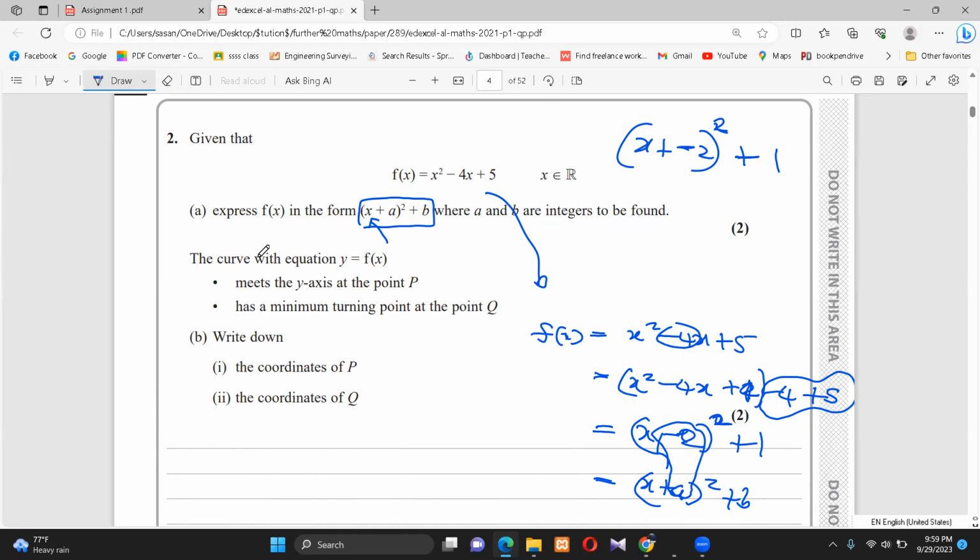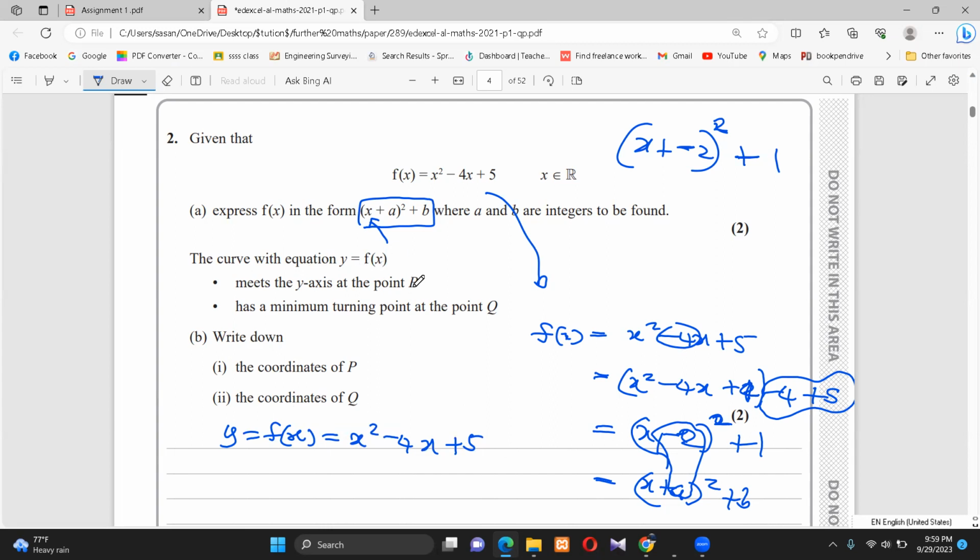Okay. The curve with equation y equals f of x meets the y-axis at the point P and has a minimum turning point at Q. Write down the coordinates of P and the coordinates of Q. The curve with the equation y equals f of x is my given function, which is a quadratic form. So this is a kind of polynomial function. The degree is 2, and this is known as a quadratic function, right?